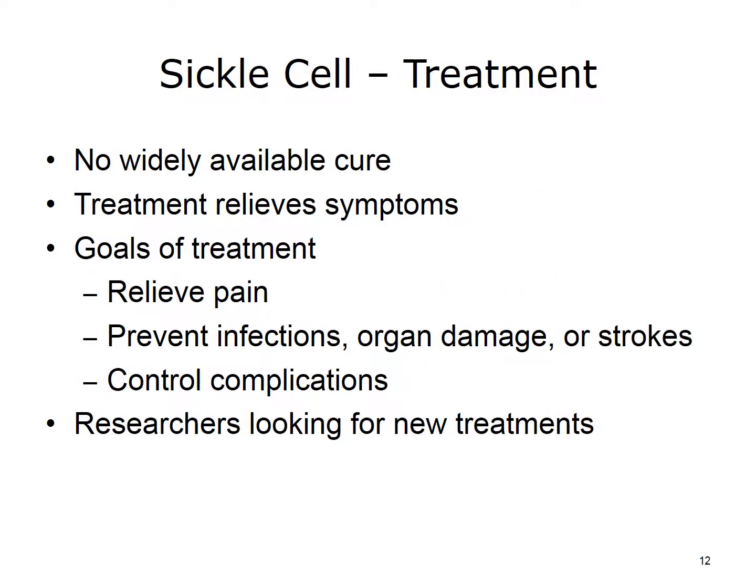Sickle cell anemia has no widely available cure. However, treatments can help relieve symptoms and treat complications. The goals of treating sickle cell anemia are to relieve pain, prevent infections, organ damage, and strokes, and control complications if they occur. Blood and marrow stem cell transplants may offer a cure for a small number of people who have sickle cell anemia. Researchers continue to look for new treatments for the disease.